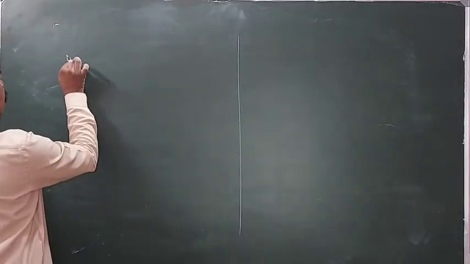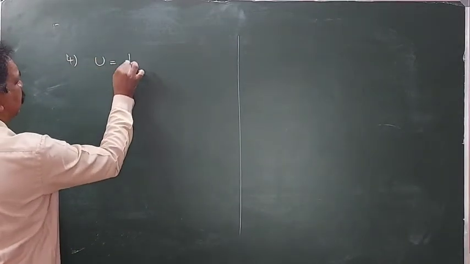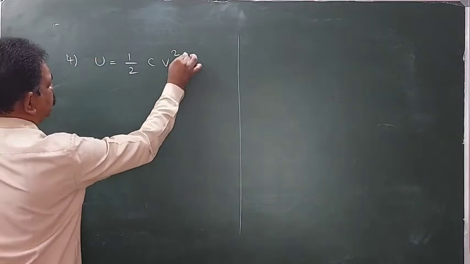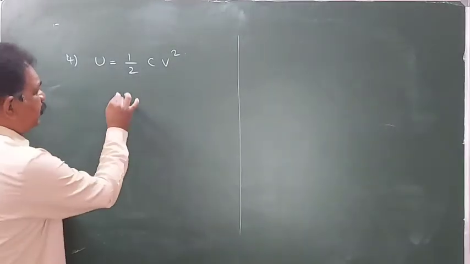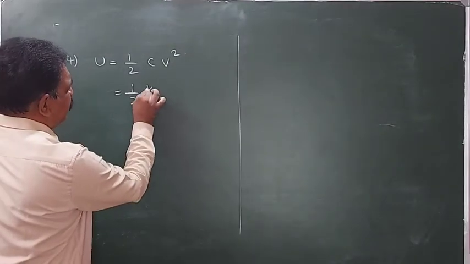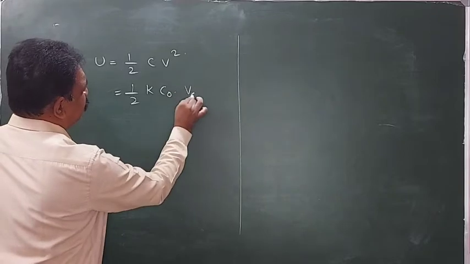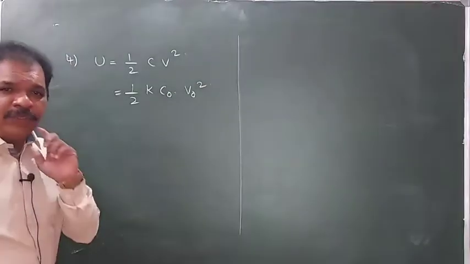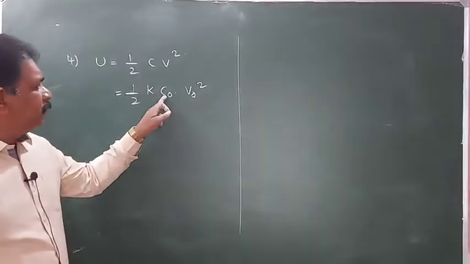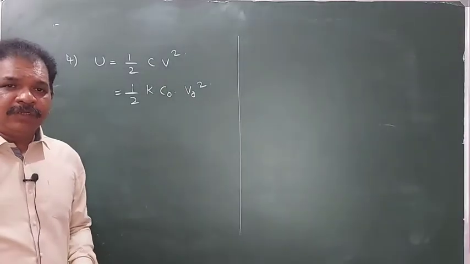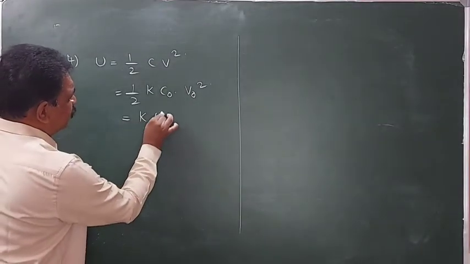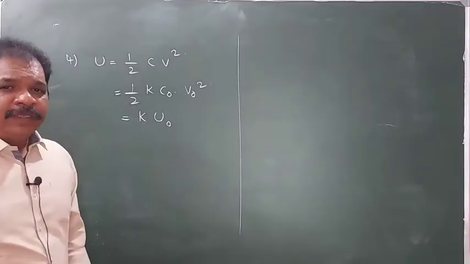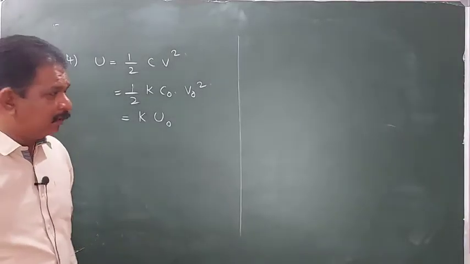If we write the energy, 1 by 2 CV square, C value is how much? K C naught. V value is V naught. Again, 1 by 2 C naught V naught square means initial energy. So this value becomes K into U naught.